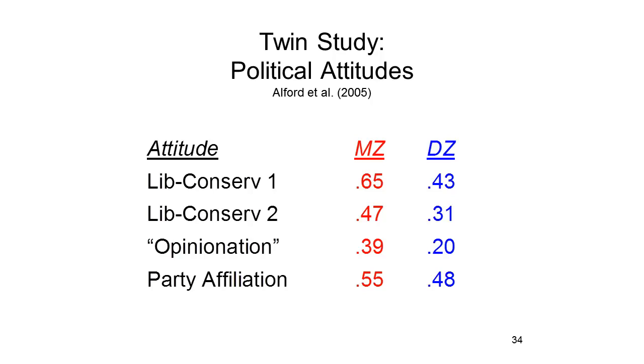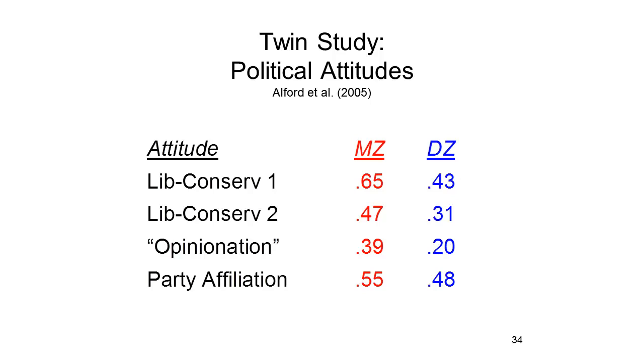The survey items were collected into two somewhat different scales measuring liberal versus conservative attitudes. Remember, that's the basic dimension of attitudes, liberalism versus conservatism. Then there was a scale of opinionation, basically the number of items in which the subjects actually had an opinion as opposed to being uncertain. And finally, the subjects were asked about their political party affiliation: Democrat, Republican, Independent, whatever.